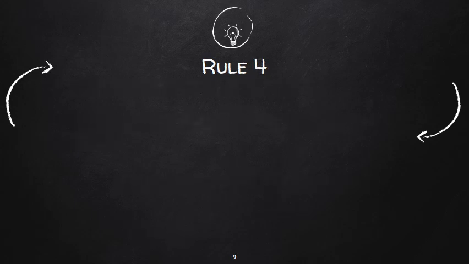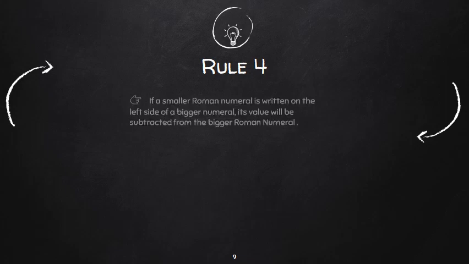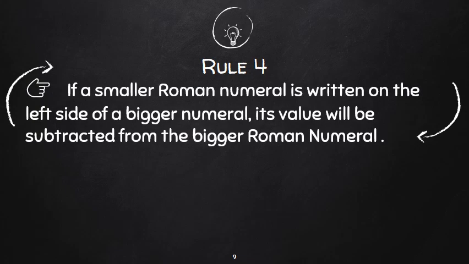Now come to rule number 4. Rule number 4 says if a smaller Roman numeral is written on the left side of a bigger numeral, its value will be subtracted from the bigger Roman numeral. Let's understand this rule with the help of an example.